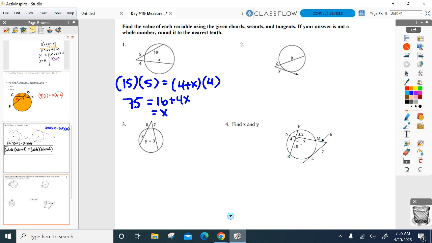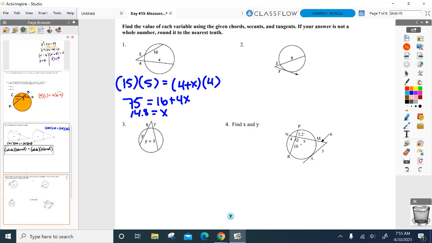X equals 14.75. Did I say hundredth? X equals 14.8. There you go. Good save. All right, next up.